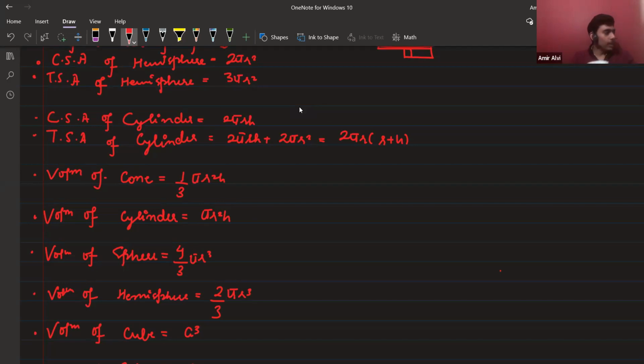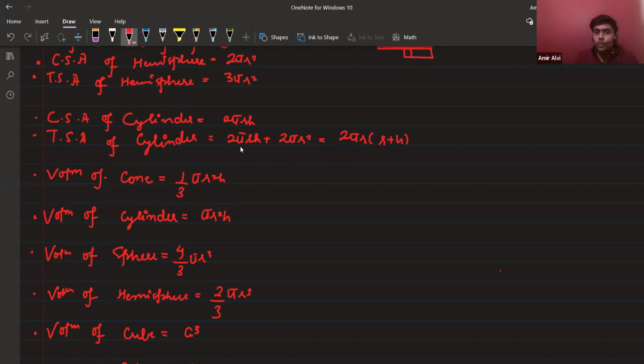But when you cover the bases as well, suppose I have covered the bases with my hand, you have two circles to cover in the total surface area. So pi r square plus pi r square, so 2 pi r square will be added to the curved surface area to get the total surface area. Clear, everybody? At least yes or no? Yes, very good.